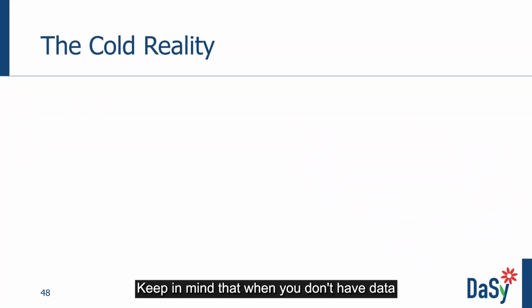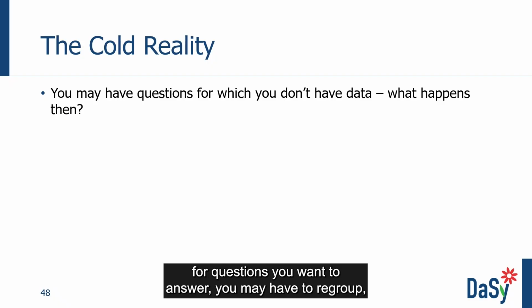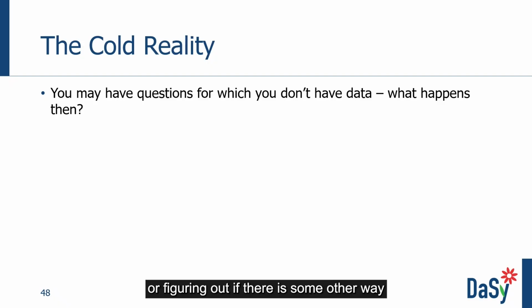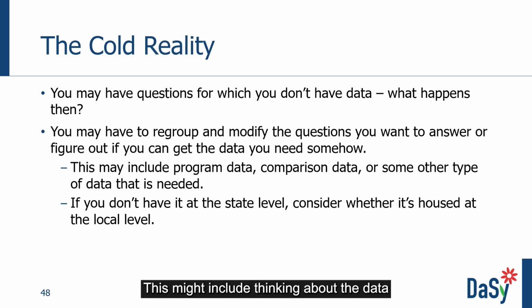Keep in mind that when you don't have data for questions you want to answer, you may have to regroup, which could mean changing your questions or figuring out if there is some other way to get the data you need. This might include thinking about the data you may not have at the state level, but that may be housed at the local level.